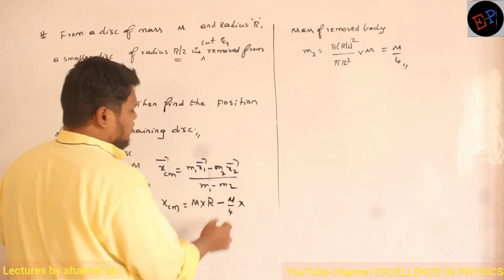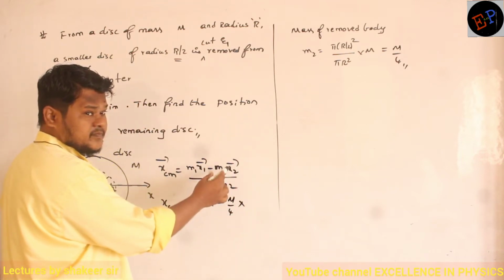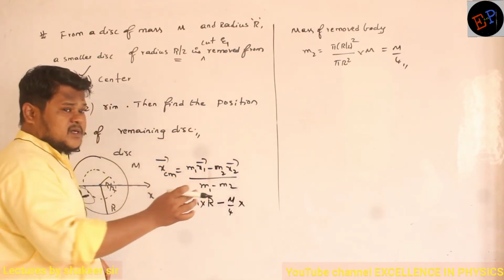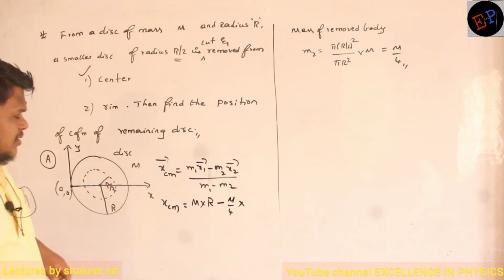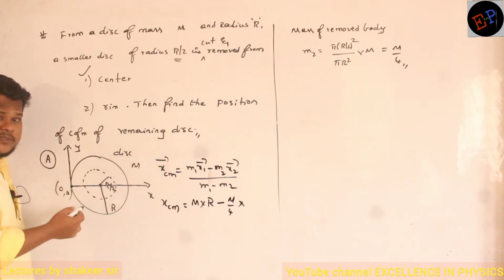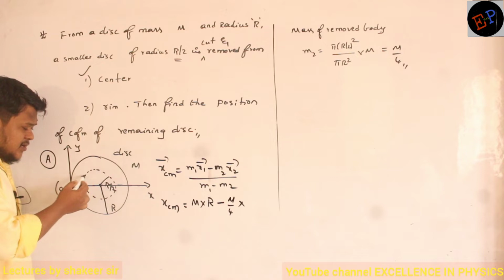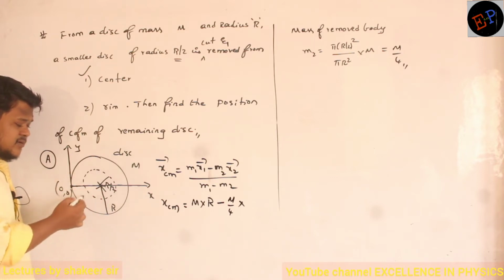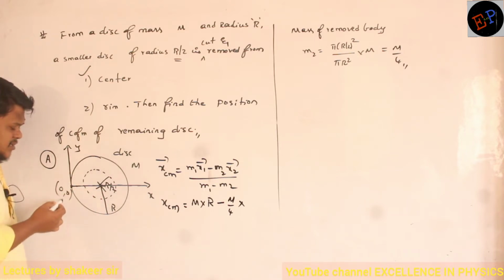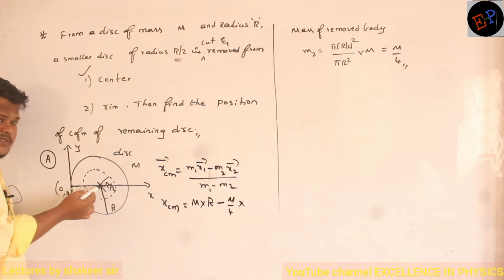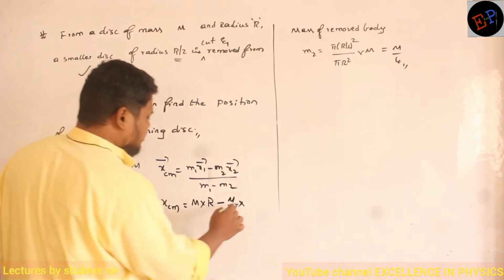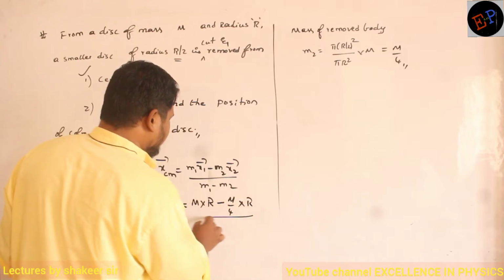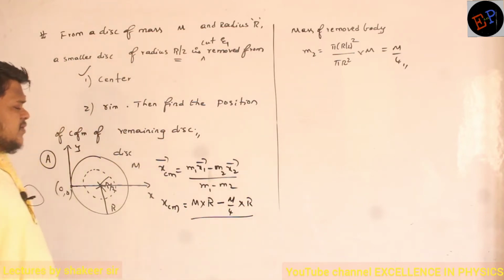Multiplied by, now what is x2 dash? It is the position of center of mass of the removed body. The removed body, from where is it removed? From the center. So for the removed body also, center of mass will be here only, no? Are you able to understand? Now from the reference, it is present at how much distance? It is present at a distance of r. Clear, no? So M by 4 into r divided by, now M1 minus M2.